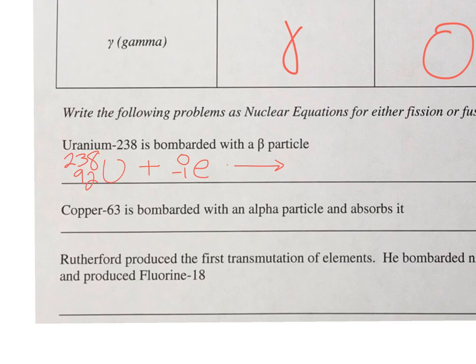Since there's no change in the mass across the top of the equation, 238 plus 0, I just rewrite my mass. And 92 plus a negative 1 is like saying 92 minus 1, so my atomic number has decreased to 91, and my new element is protactinium, symbol Pa. Try the rest.